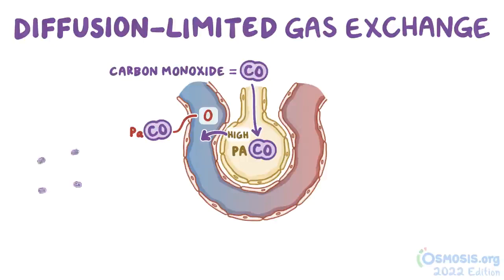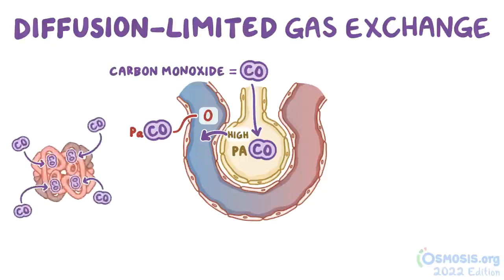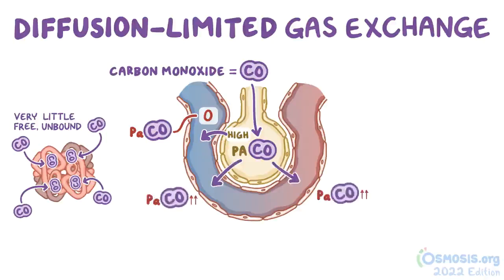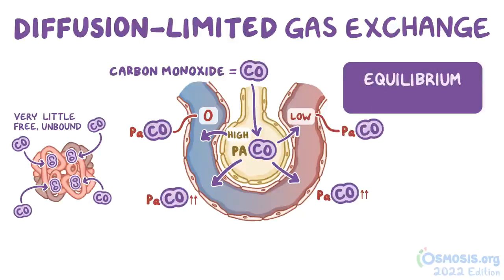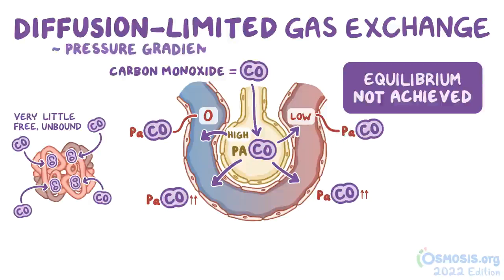When carbon monoxide gets into the blood, it avidly binds to hemoglobin within the red blood cells. So, there's very little free unbound CO. This causes partial pressure of carbon monoxide in the blood to rise just a little bit. In fact, it rises so little that even at the end of the capillary length, the equilibrium between alveolar carbon monoxide partial pressure and partial pressure of the carbon monoxide in the blood is not achieved. So the pressure gradient is sustained along the entire length of the pulmonary capillary, making this a case of diffusion-limited gas exchange.